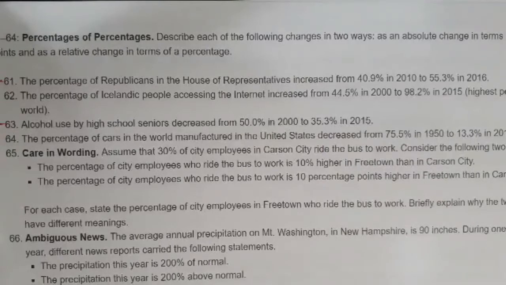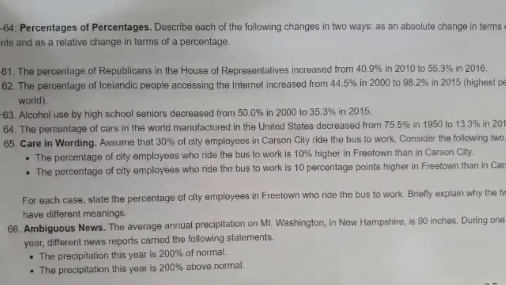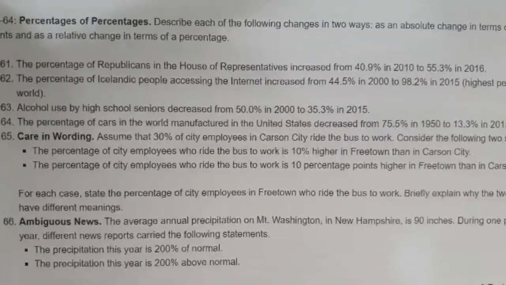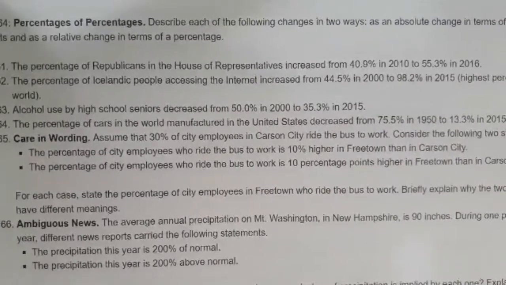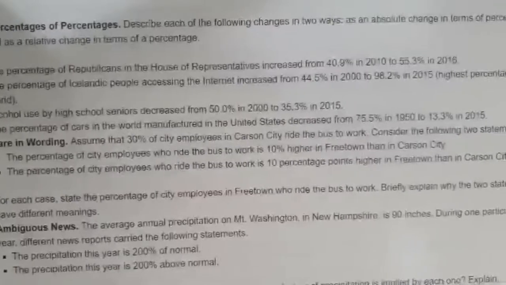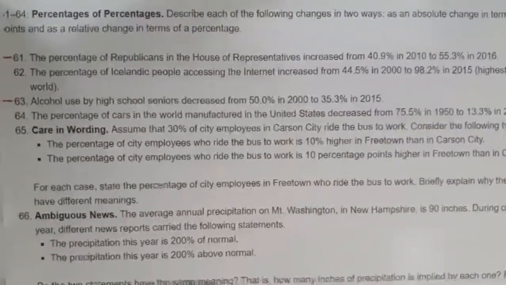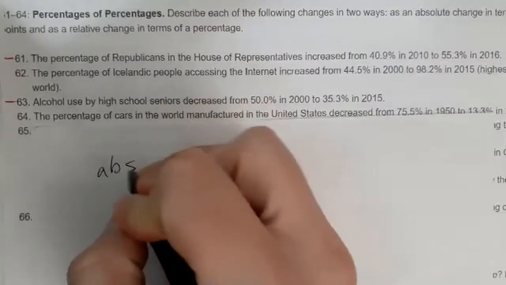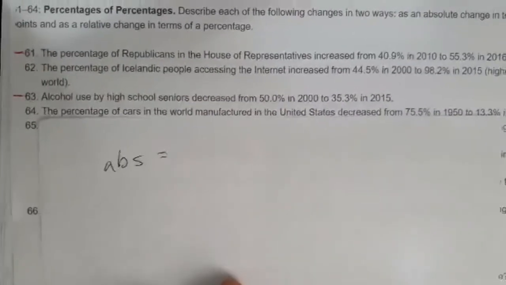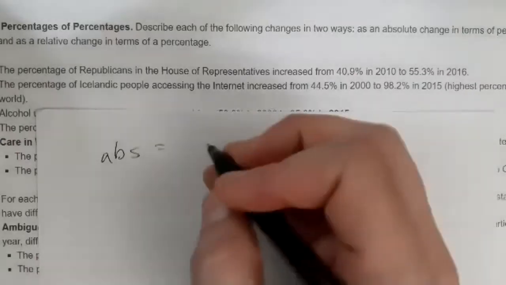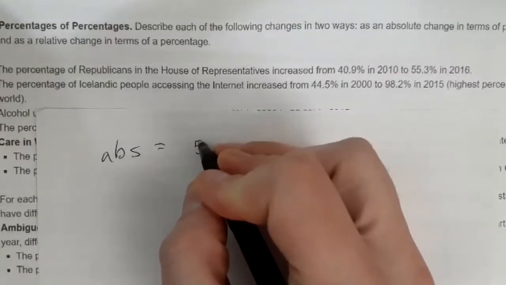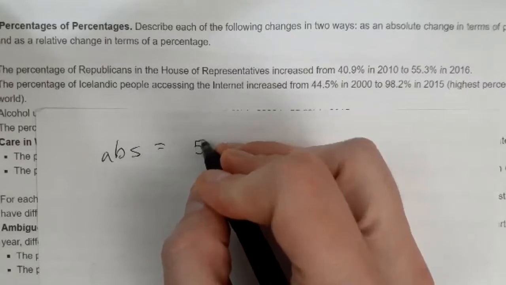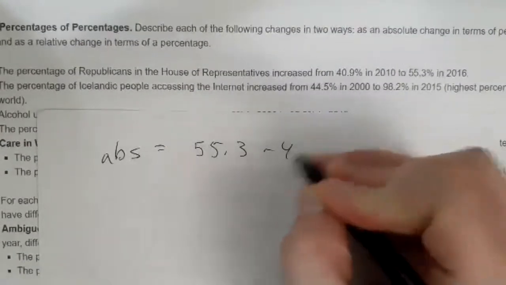Okay, percentage of percentages. So the percentage of Republicans in the House of Representatives increased from 40.9 in 2010 to 55.3 in 2016. So they want us to describe these in two ways, in absolute change and then in relative change. And they tell us what format it's in, which is not fun. So if we want absolute change, we've done a few problems like this. What am I subtracting from what here? 55.3 minus 40.9. Yeah, exactly.